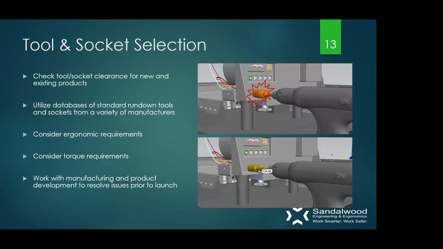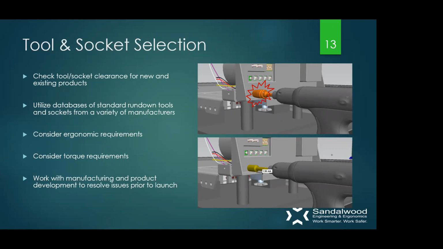A little bit more specifics on some of the kinds of tooling studies that we do. We do a lot of work with tool and socket selection. So checking that the sockets are going to clear or have the correct clearance. And we have a database of standard rundown tools and sockets from a variety of manufacturers that we can just bring into the simulation model to do this kind of analysis. So whether you're using Apex or Kokin or Atlas Copco, whoever the manufacturer is, we have those resources.